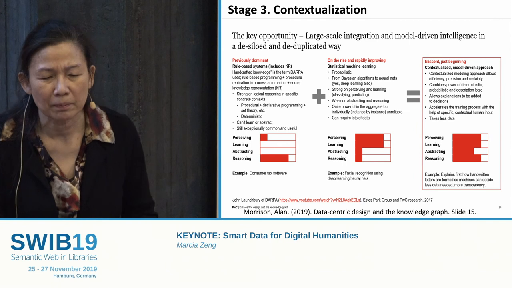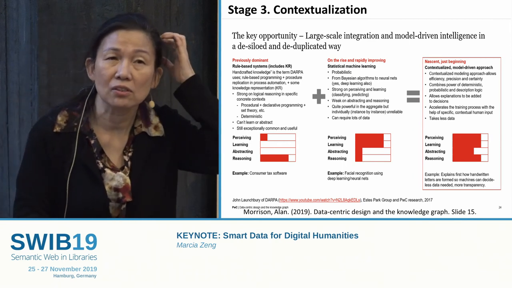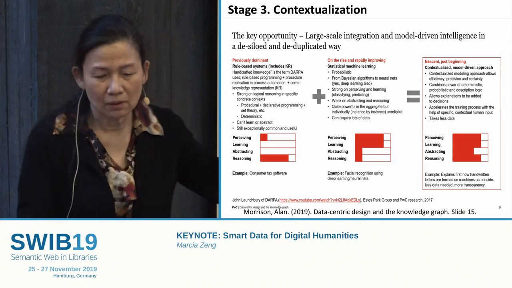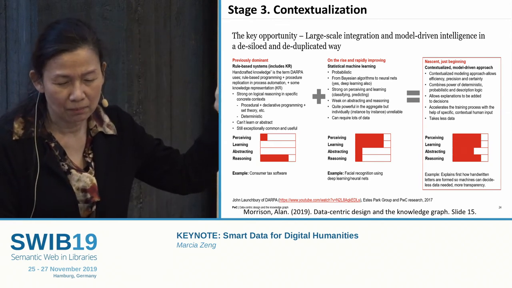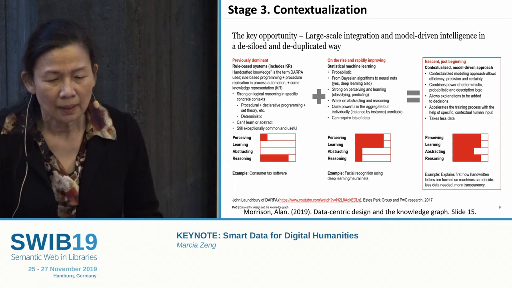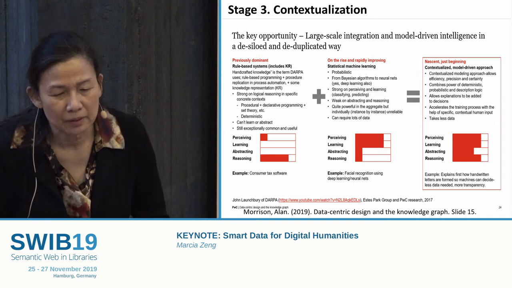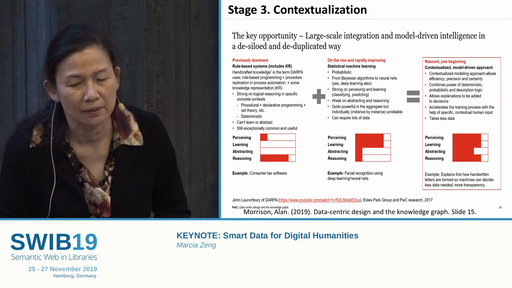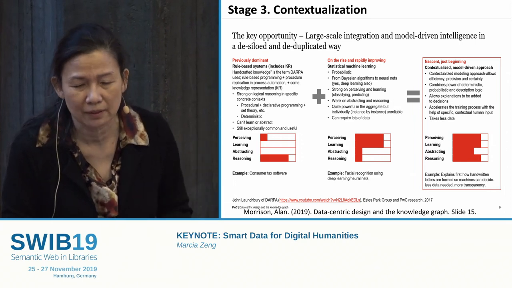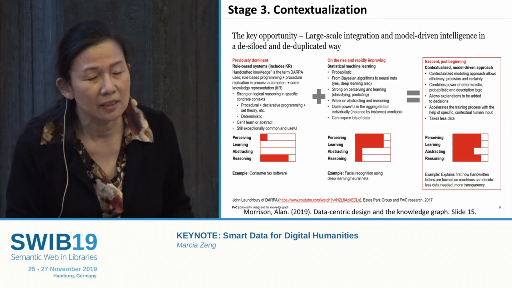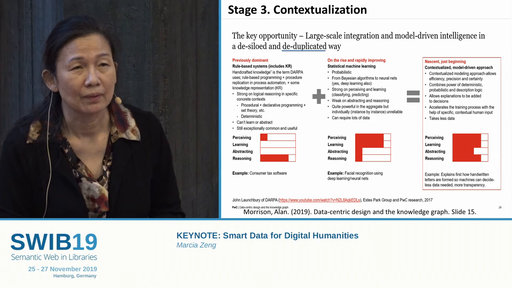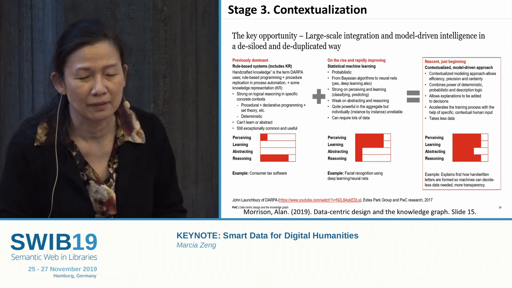The third step is contextualization. It's what we're doing now. I borrowed this most recent thing. The key opportunities: large-scale integration and model-driven intelligence in a de-siloed and de-duplicated way. Yeah, that's all we have been doing now.